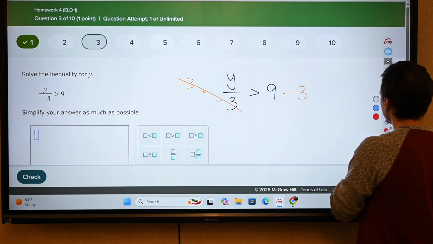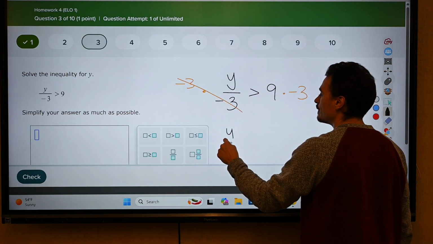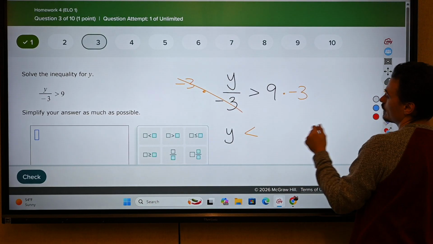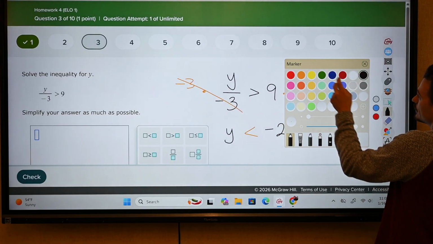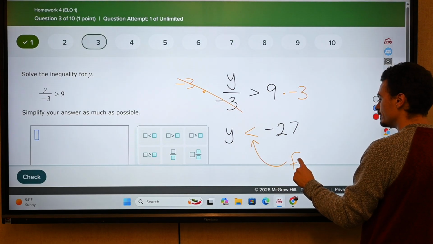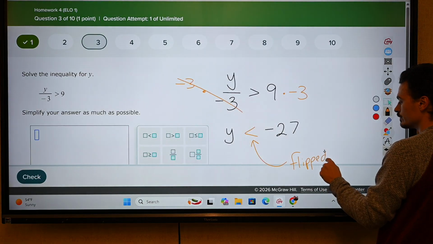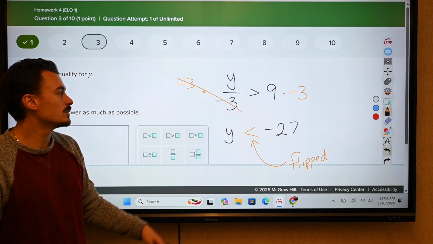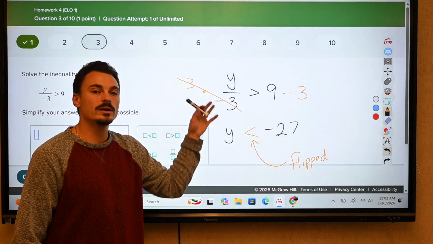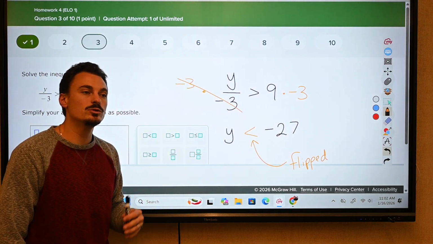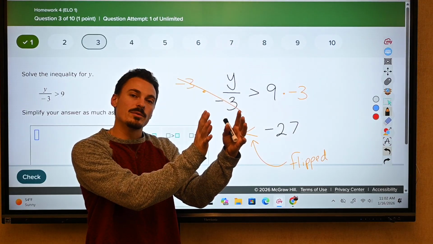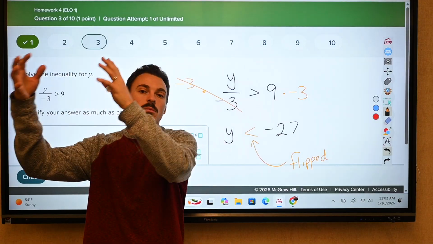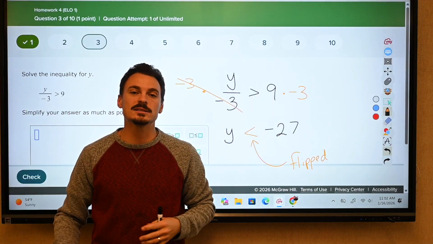These cancel. I get y is now less than -27. So that symbol flipped. The reason that it flips is because we're multiplying our inequality by a negative magnitude. So when you do that, if you take a positive number and then multiply that by a negative, that positive number is now that much smaller because it's negative. So your inequality has to flip.